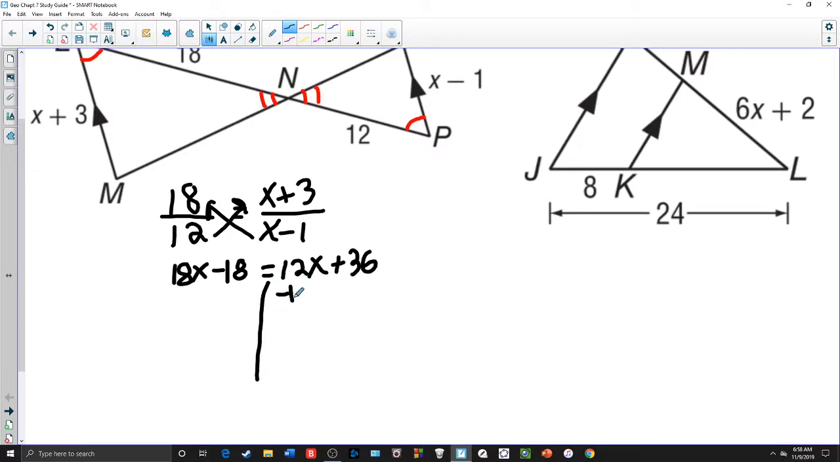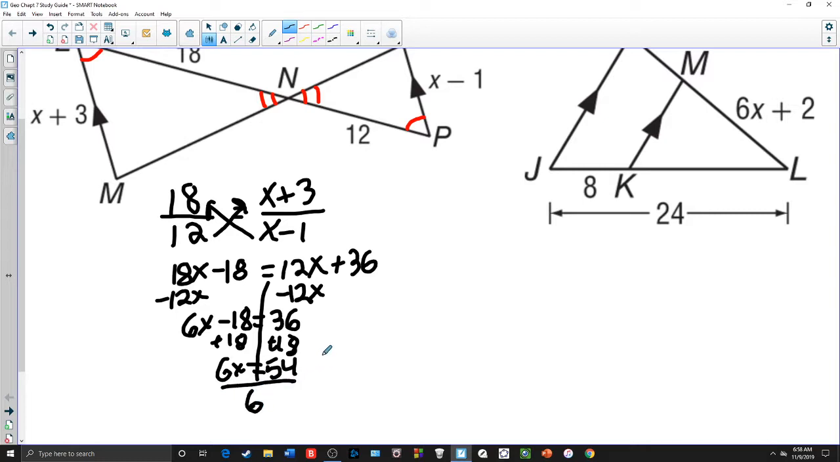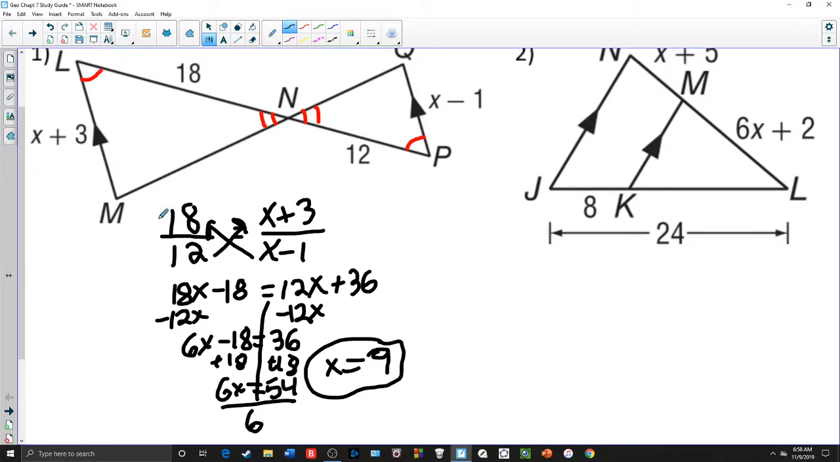So I'd subtract 12x from both sides, just like I would any normal equation. And I get 6x minus 18 equals 36. Then I add 18 to both sides. And then I get 6x is equal to 54. And then I finish it off by dividing by 6. And I get x is equal to 9. And then that's it. So again, it's all about setting up your correct fraction, cross multiplying, and getting your value for x that way. The tricky part is, again, knowing which numbers to put over which.